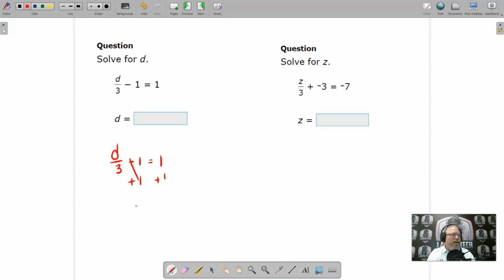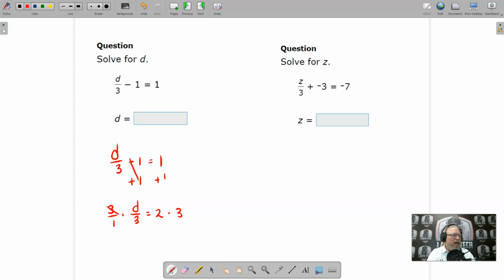So the 1's will cancel each other, leaving me with d over 3. And 1 plus 1 equals 2. Best way to get rid of a fraction, multiply by the denominator. So I'll multiply both sides by 2. And I guess over here, since that's a fraction, I'll make this a fraction as well. And 2 times 2. And nope, 3. Right? So we want to multiply by 3, not 2.